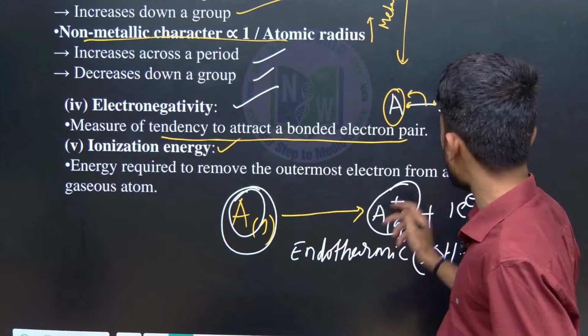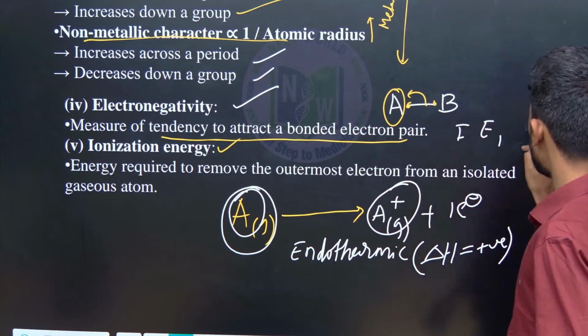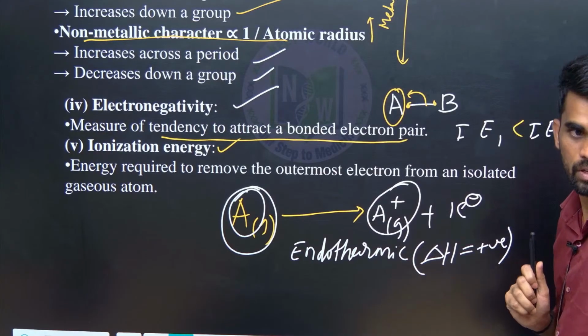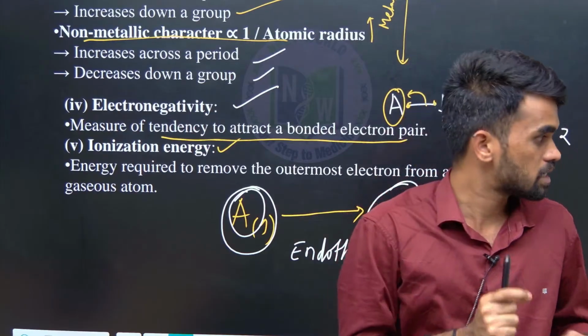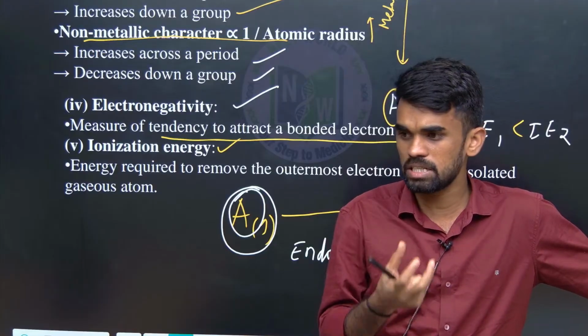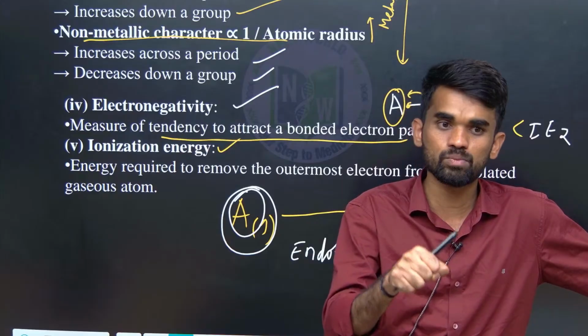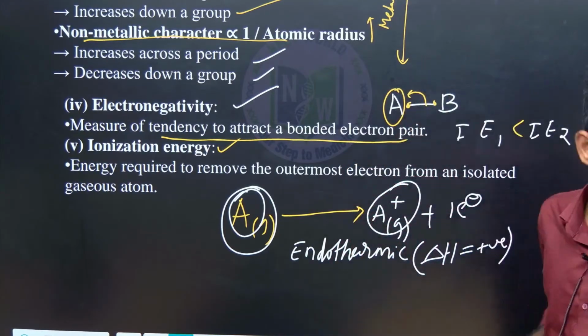If we compare IE1 and IE2, which energy is more? IE2 is greater than IE1. So successive ionization energy always increases, you can remember, because as an electron is removed, the nuclear force of attraction on the electrons by the nucleus increases, therefore it requires more energy to remove further electrons, right?